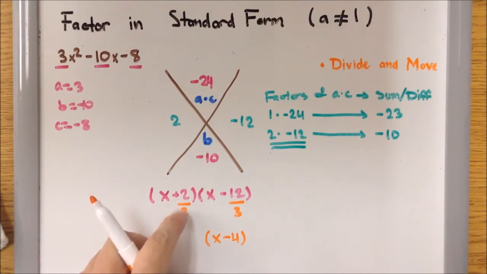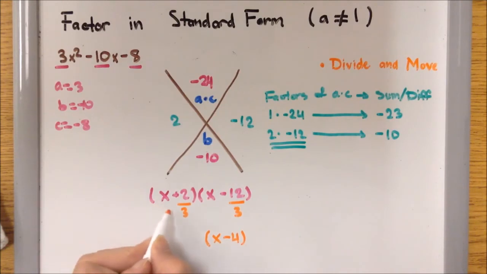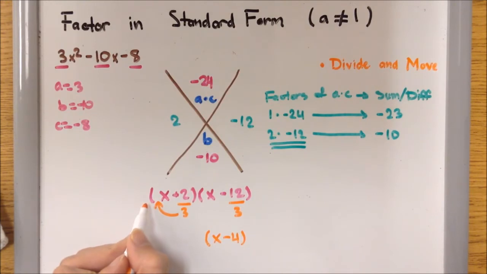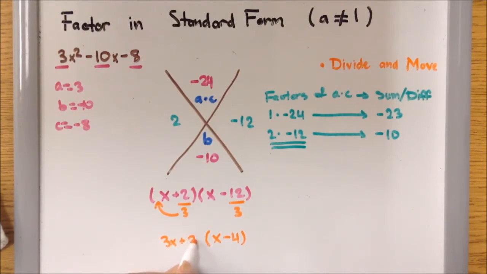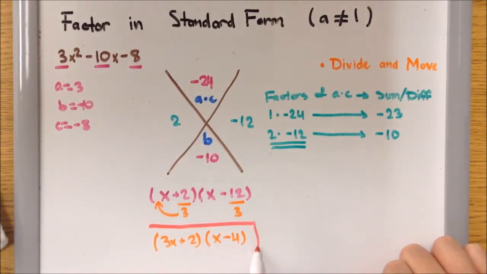The one where you cannot divide into a whole number, 2 divided by 3, that will not become a whole number. So what we're going to do is move the denominator in front of x, not in front of the parenthesis, in front of x. So the new factor will be 3x plus 2. So when you FOIL this, your answer should match up with the example. So our final answer is 3x plus 2 times x minus 4.